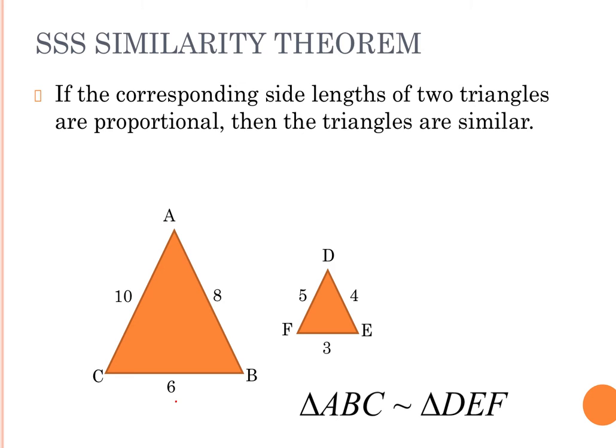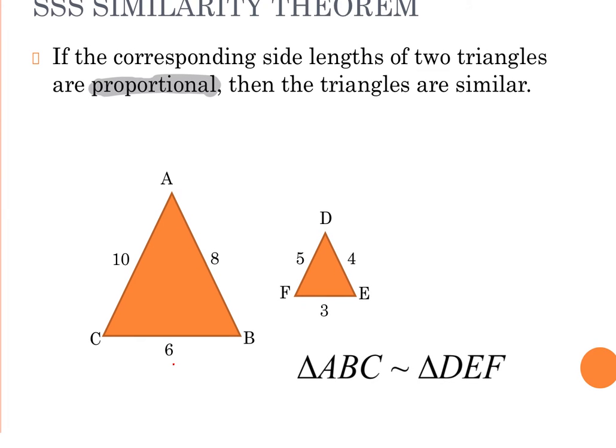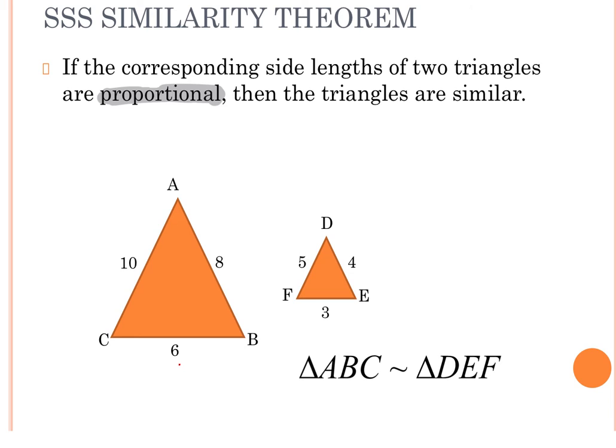Side similarity theorem. If corresponding side lengths of 2 triangles are proportional, guys, we are going to stress this so much, they are not congruent, they're proportional, then the 2 triangles are similar, okay? That means we can take any 2 sides that match up. We know that ABC is going to be similar to DEF, okay? So all we have to do is prove that each of the sides has a proportional corresponding side, okay?